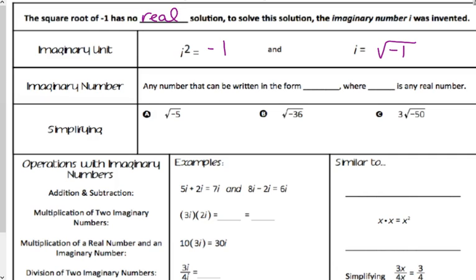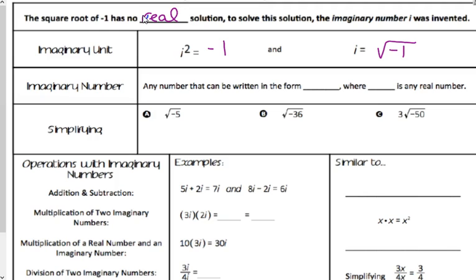Normally, we can't have the square root of a negative number because there are no real numbers that when multiplied by themselves give you a negative. For example, -2 times -2 is +4. +2 times +2 is also +4. So there's no way to multiply a number by itself to get a negative number. But we needed one, so we invented i.